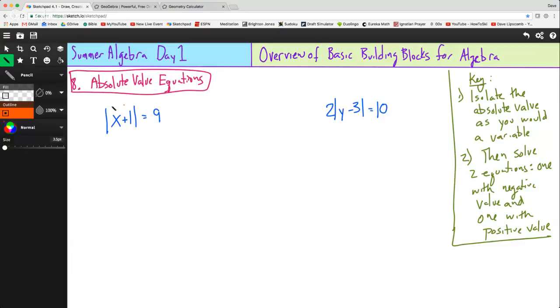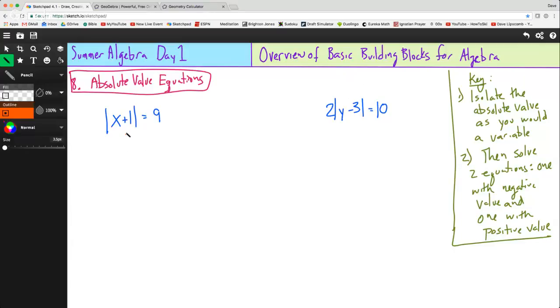All right, so this one's already solved for 9. So what's true about this equation? Well, if the absolute value of x plus 1 is 9, then I know that what's inside here has to be equal to -9 or 9. Right? If it's equal to 9, then the absolute value of 9 is 9, but the absolute value of -9 is also 9.